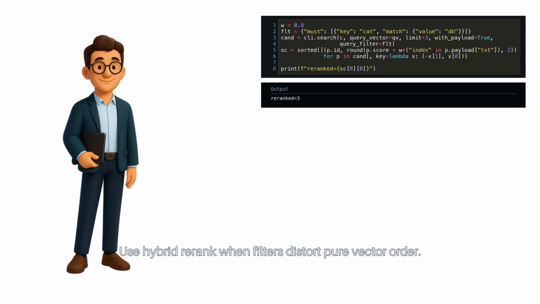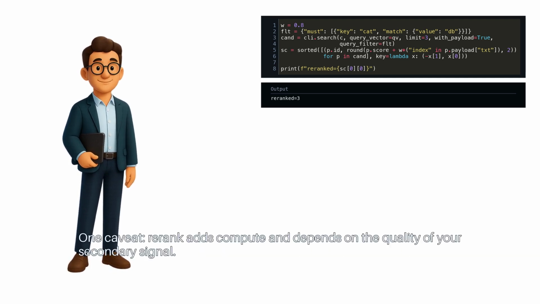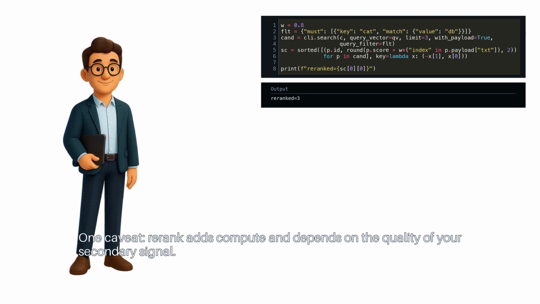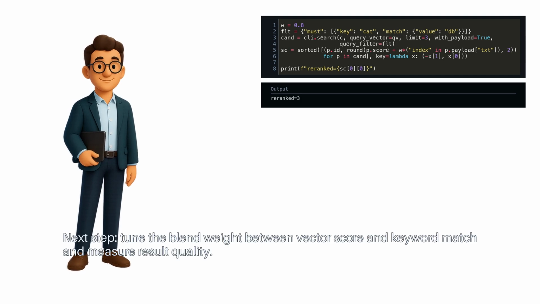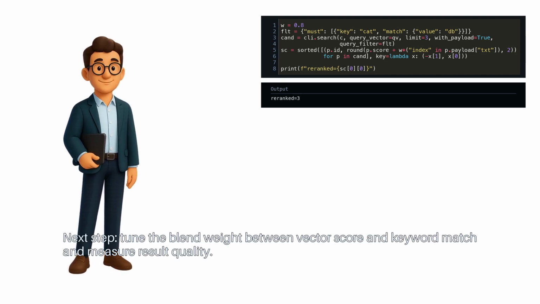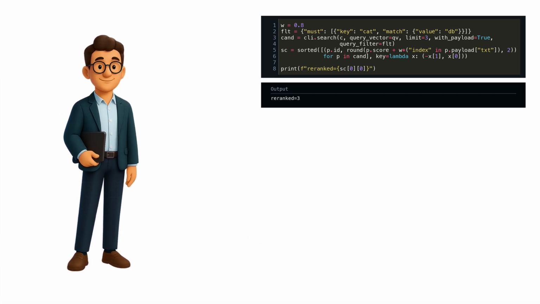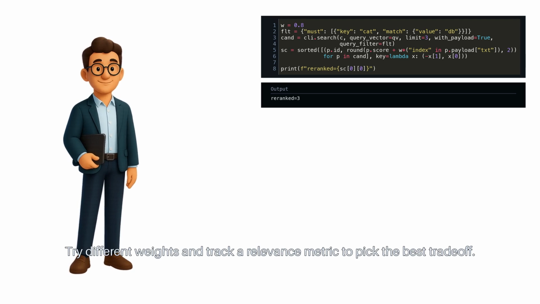Use hybrid re-rank when filters distort pure vector order. One caveat: re-rank adds compute and depends on the quality of your secondary signal. Next step: tune the blend weight between vector score and keyword match and measure result quality. Try different weights and track a relevance metric to pick the best trade-off.